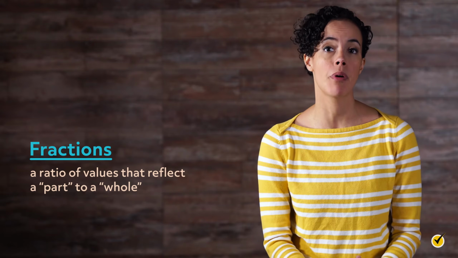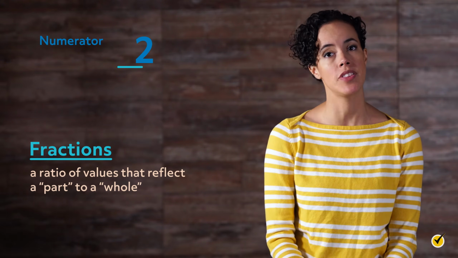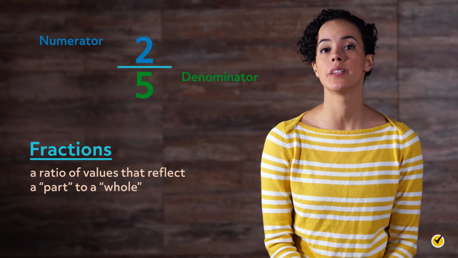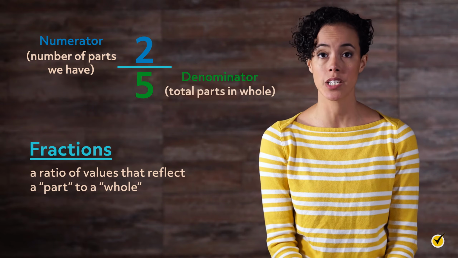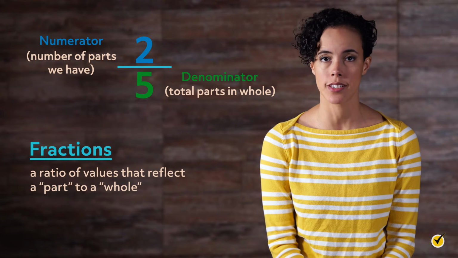Before we get into it, let's review some terminology needed to understand the concepts. A fraction is a ratio of values that reflect a part to a whole. The part is called the numerator and is written above the division line. The whole is referred to as the denominator and is written below the division line. When combining fractions by addition or subtraction, the work is done only with the numerators. The denominator does not change.